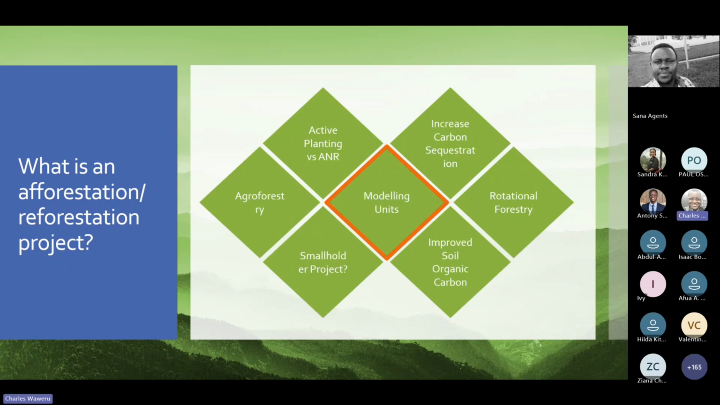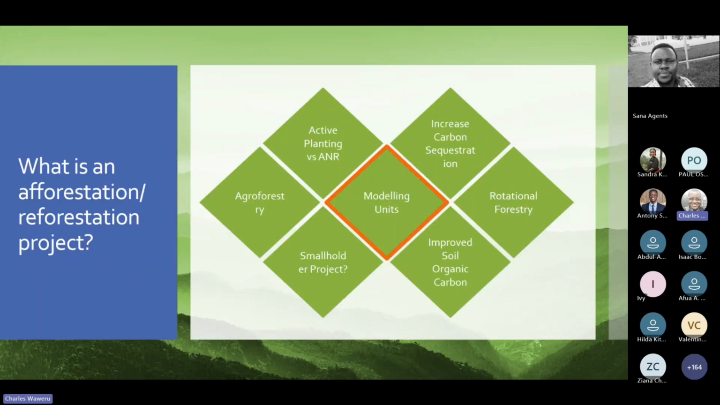And within the Gold Standard, this variation is shown through what we call modeling units. Okay, we appreciate that you want to grow, let's say, acacia trees in Kenya, and let's say elsewhere, let's say in Ghana. Yes, the two are distinct projects, but some of the approaches often tend to be similar, and this is what we call modeling units within the Gold Standard.